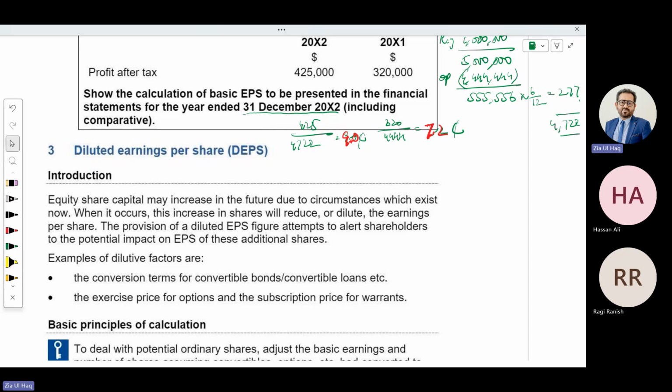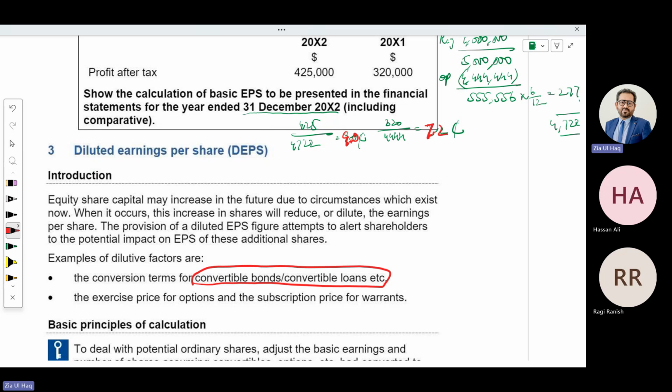How can the EPS figure be reduced in future? So we have heard about a convertible debt, convertible bond, convertible loan. What was that? In financial instruments, we studied convertibles. I mean, we have issued some bonds. The bondholder, meaning the investor, will have an option. Either they can take the loan amount or they can convert into shares. This means it's at the option of the investor.